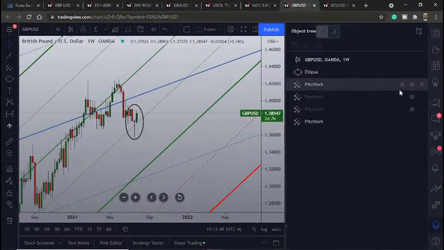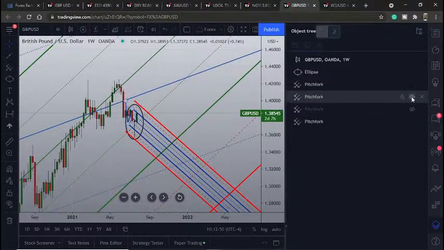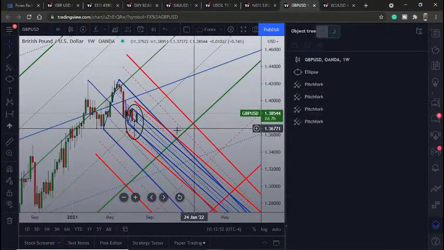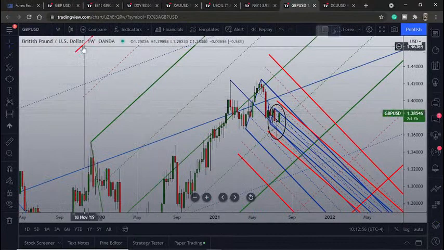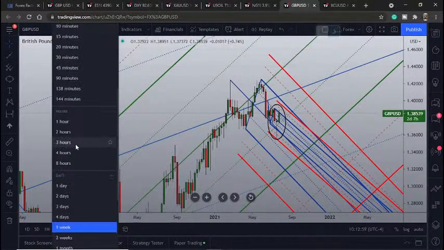I've got smaller time frame pitchforks that I also included, just to show you that we've got a confluence at this low. And let's go to a daily time frame.